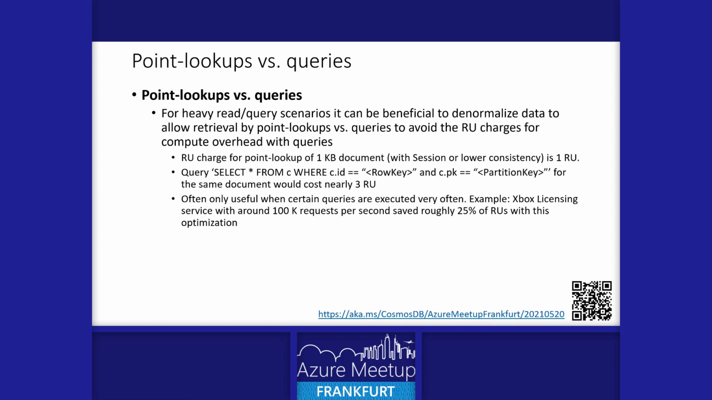Point lookup versus query is also another point. Pretty much every NoSQL database, as well as CosmosDB, has individual operations, APIs to do point reads. If you know the partition key and row key, there's a read item API in the .NET SDK, for example, that you can call. And that is actually more efficient than if you run a query where you say select star from C where ID is equal to the row key and the partition key is equal to the partition key.